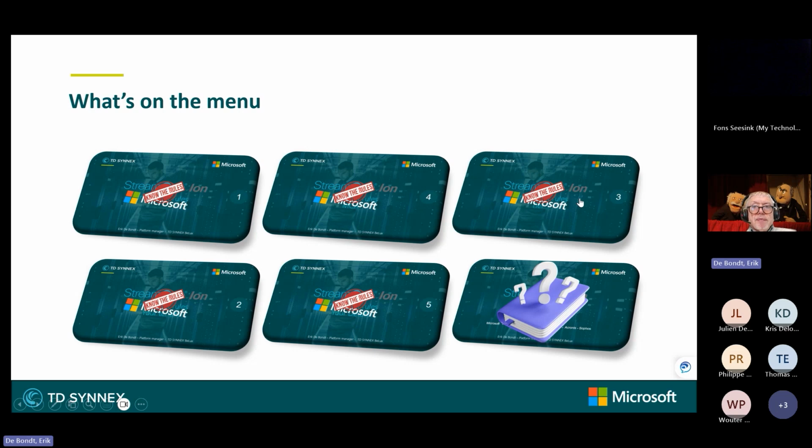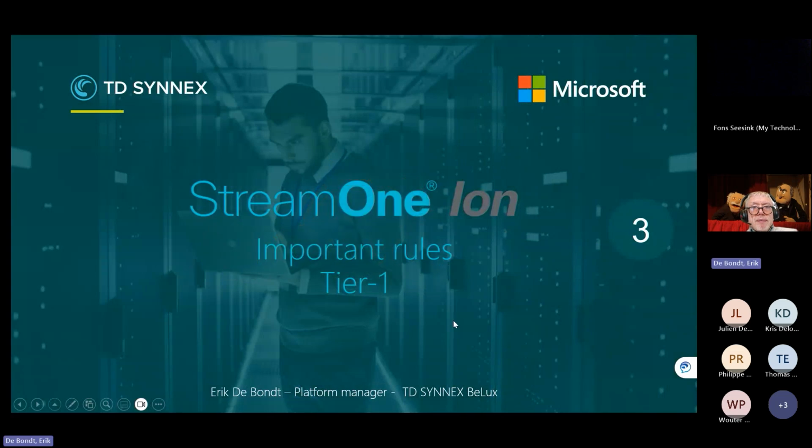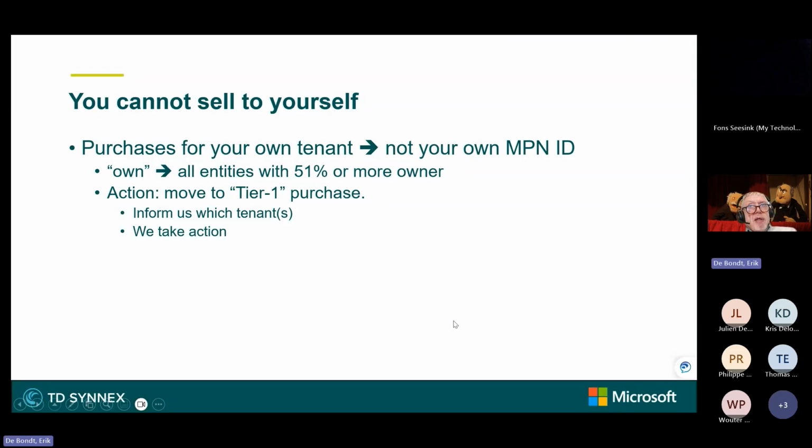Rule number 3. Another rule is that you're not allowed to buy for yourself as a reseller. What we mean is, if today you buy a license via Stream1 Ion for your own tenant, you buy this as a reseller. You don't buy this as a customer. Microsoft says that as a partner, you need to buy a license for yourself as a customer.